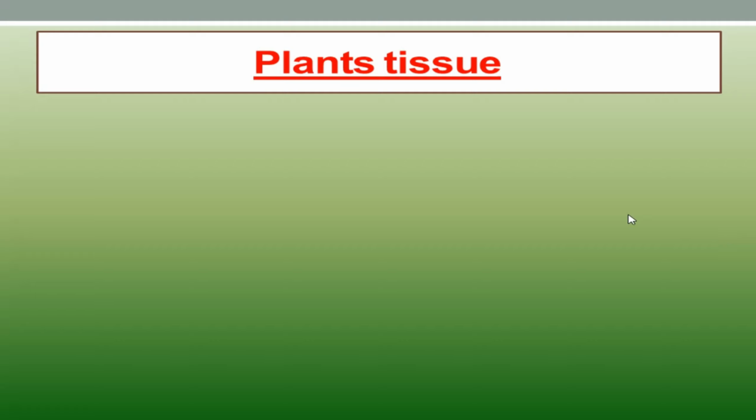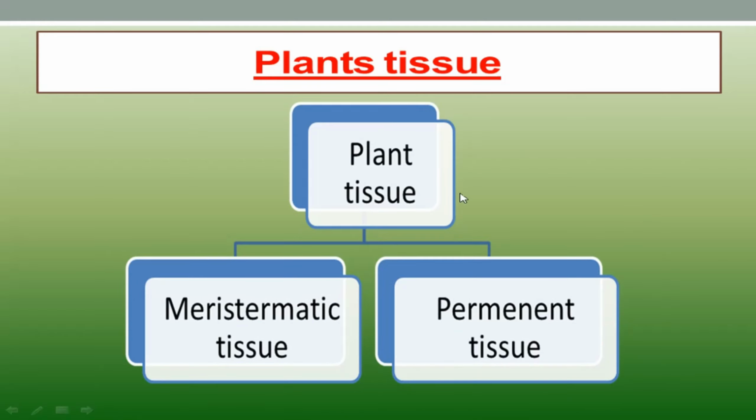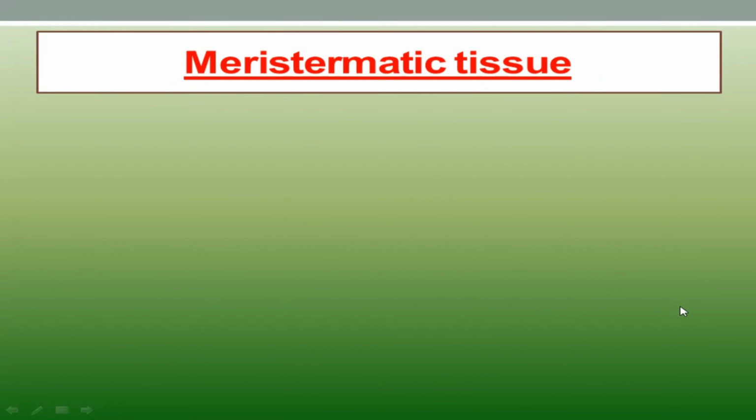Now we are going to learn about what the plant tissues are and what the types of plant tissues are. When we consider the plant tissues, mainly there are two types. One of them is meristematic tissue, the other one is permanent tissue. Let's learn about what meristematic tissue is.